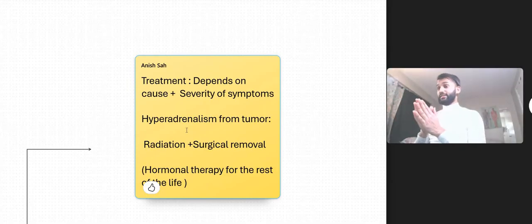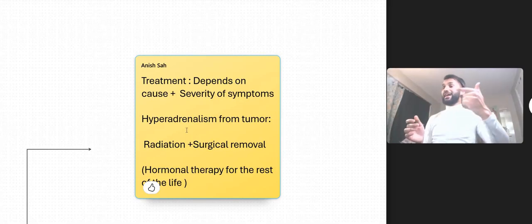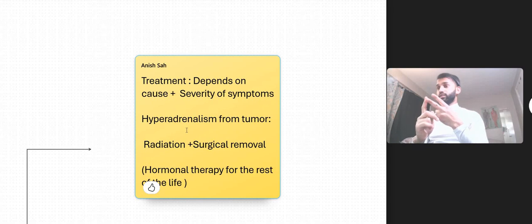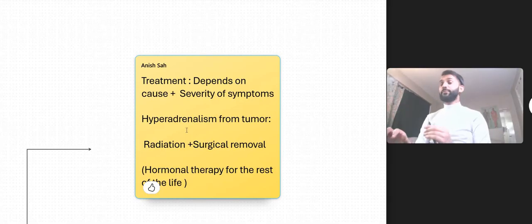Surgical removal is also an option, but when we think of surgical removal, you have to be mindful that if you remove the adrenal gland itself, then the patient has to be on the hormonal therapy for the rest of their life. We need to replace the cortisol, we need to replace the aldosterone, we need to replace some of the catecholamines and those kind of things. So that's the hormonal therapy needed for the rest of life. That's all we have in the hypercortisolism or in the Cushing syndrome.